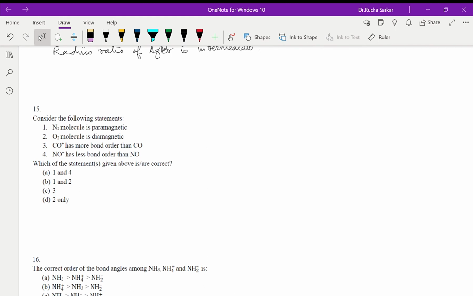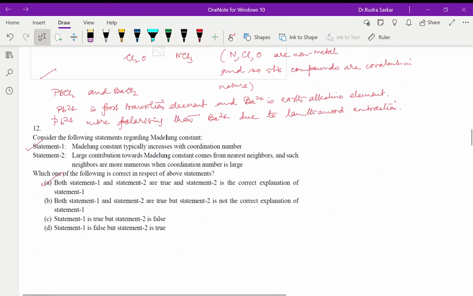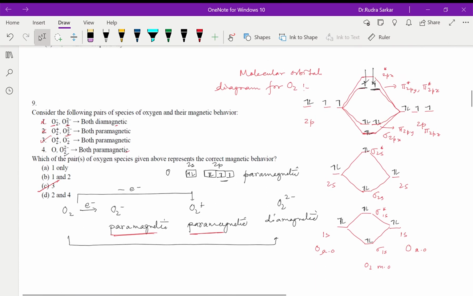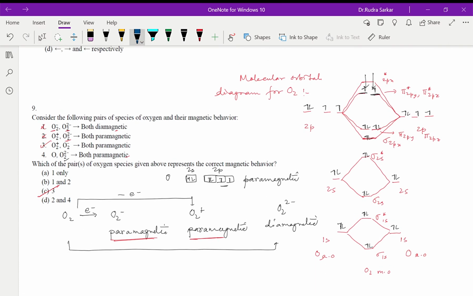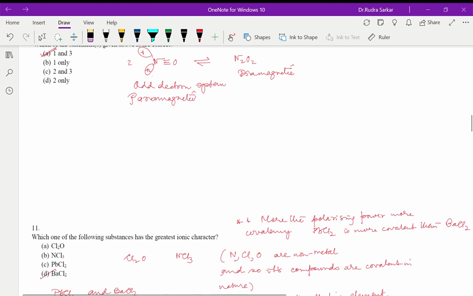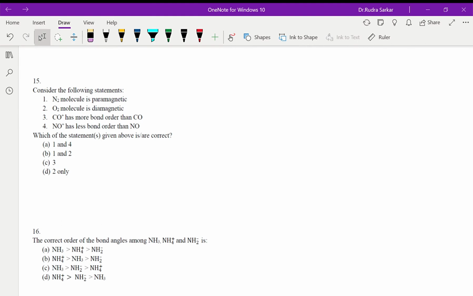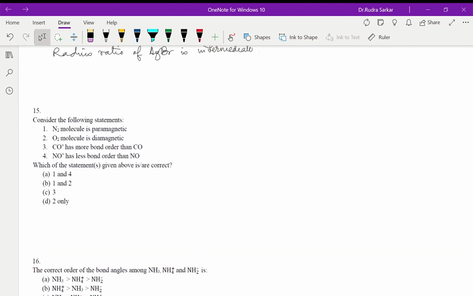Next, we have been given, consider the following statements. O2 molecule is diamagnetic. This statement is wrong, as we have already shown in the MO diagram, as you can see over here, that it is paramagnetic. So O2 cannot be diamagnetic. Similarly, we will draw the MO diagram for the N2 molecule.